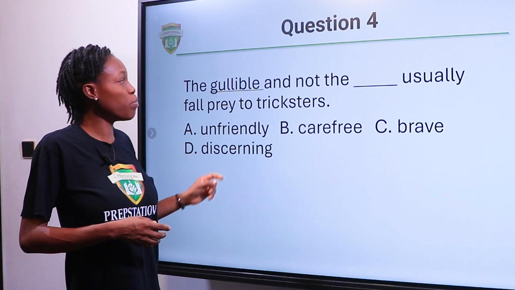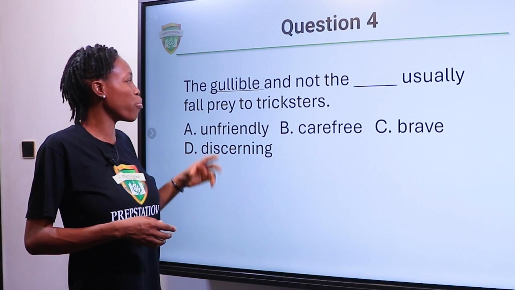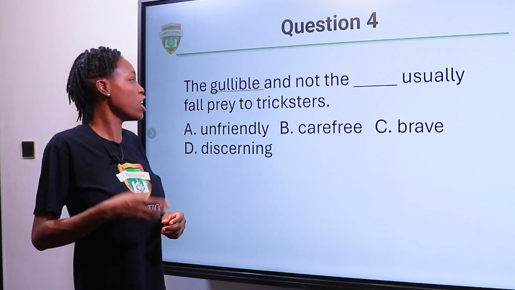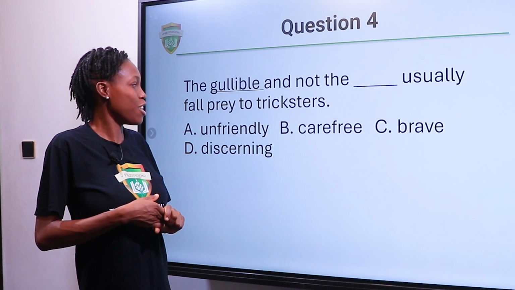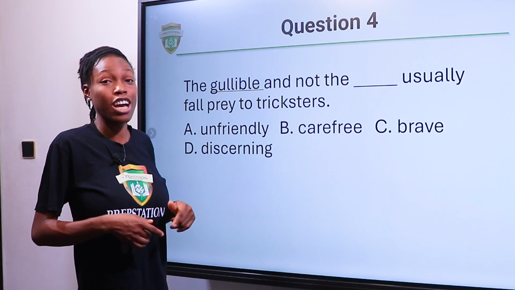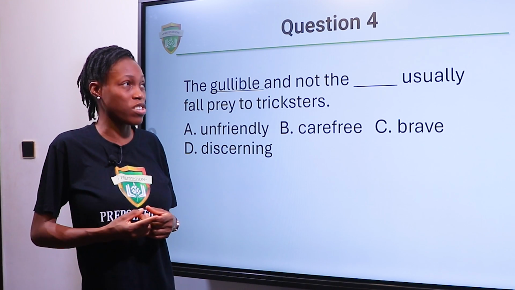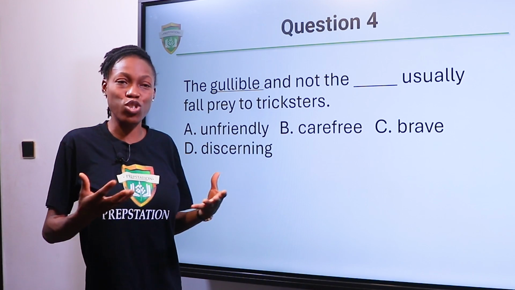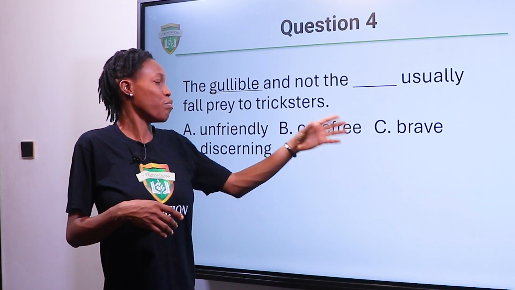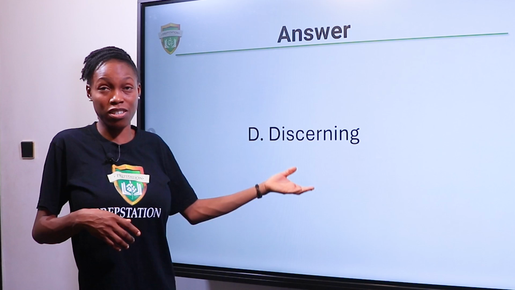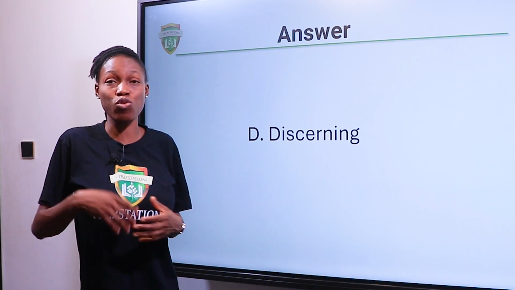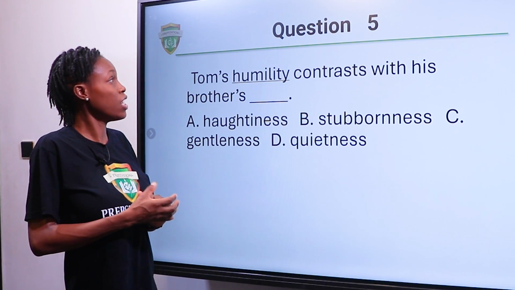Question 4. The gullible and not the dash usually fall prey to tricksters. A, unfriendly; B, carefree; C, brave; D, discerning. Gullible. You have an idea of what gullible means. Somebody that easily believes something and could be swindled anyway. So we're looking at the opposite of that: unfriendly, carefree, brave, or discerning. The answer is discerning. Someone who takes time to think things through and know what is right from what is wrong is discerning.